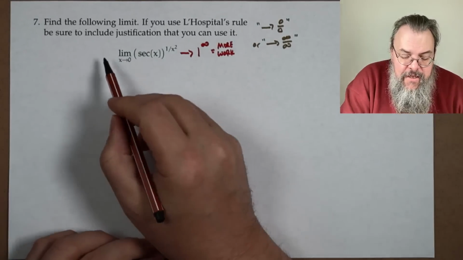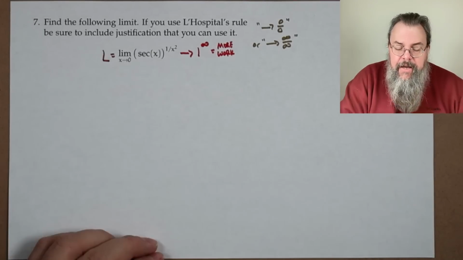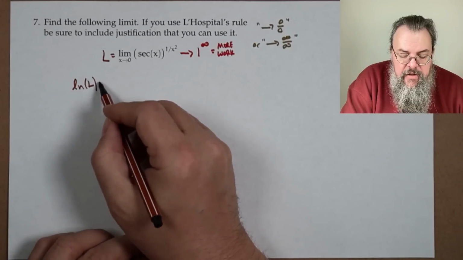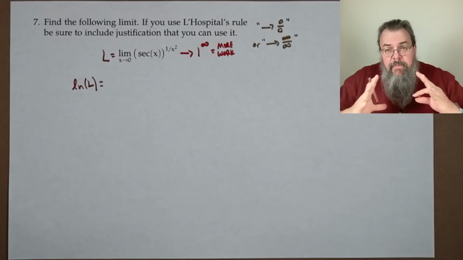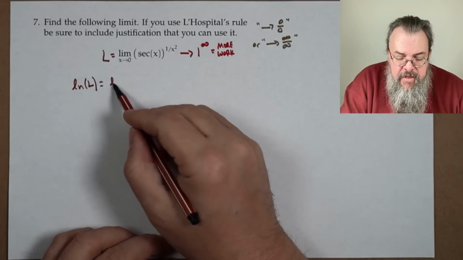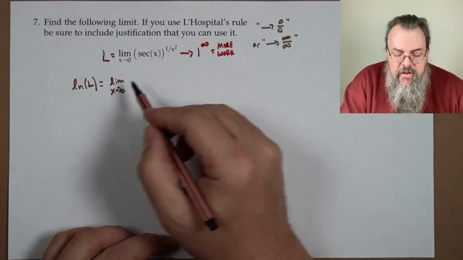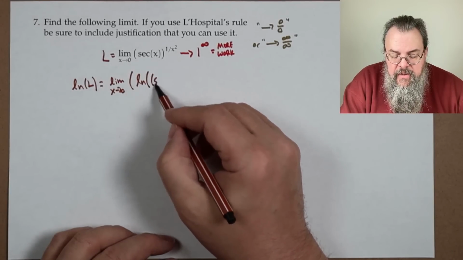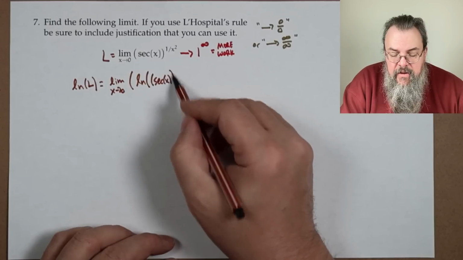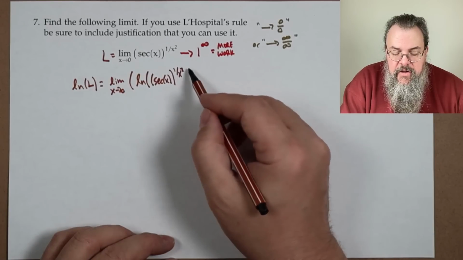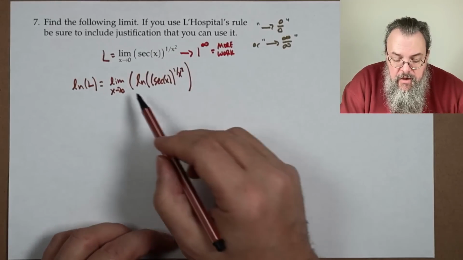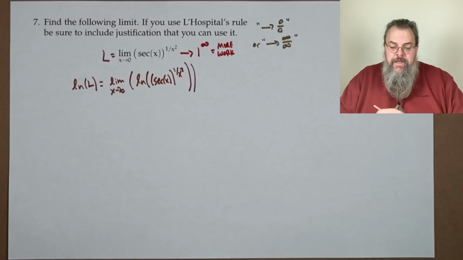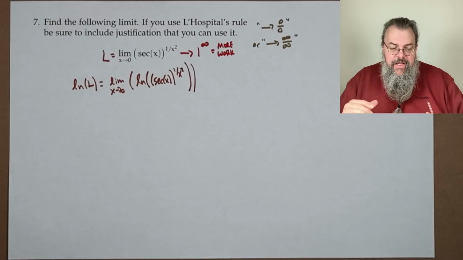So let's for a second call whatever this limit is, we'll call it L. So we're going to take log of L. And the nice thing is, because log is continuous, we can push it past the limit. So that would be the limit as x goes to 0 of log of secant of x to the power 1 over x squared. And yes, I know there's lots of parentheses here, but I like to always hedge and make sure I have too many parentheses rather than too few. So I just want to make sure I understand how everything fits together.